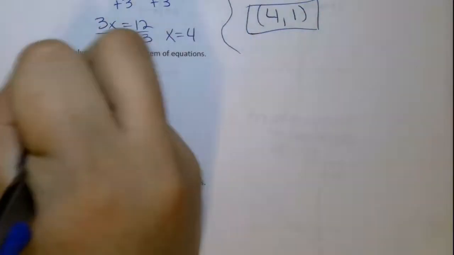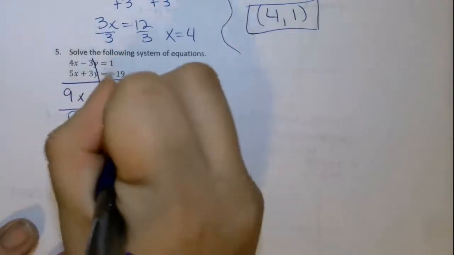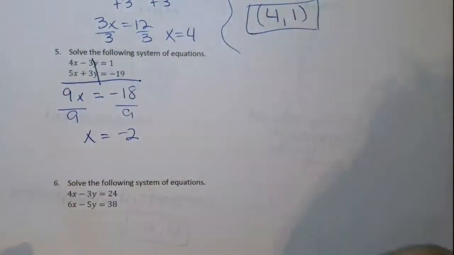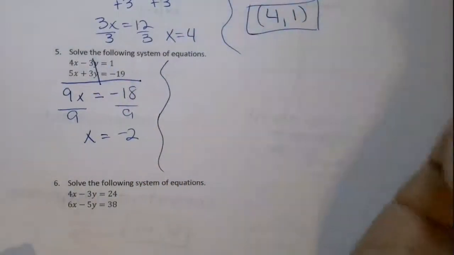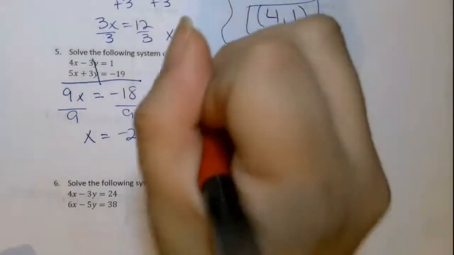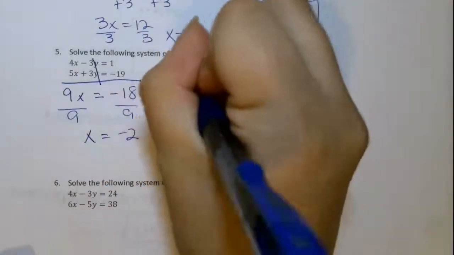Then I want to divide both sides by 9. I get x equals negative 2. I'm going to plug into one of my 2 original equations. They both look about as difficult, so I am going to just plug it into my first equation.